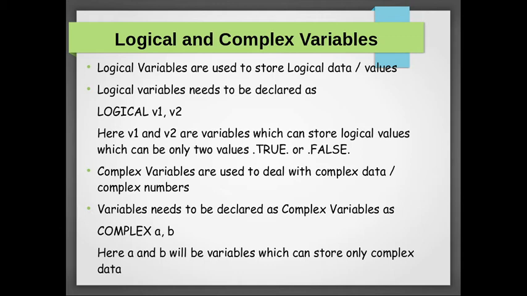To store a complex number, we need complex variables. We need to name memory locations, and these names of the memory locations, that is the variables, need to be declared as complex. That means they can store complex data. So here the declarative statement is COMPLEX A, B. So here A and B will be variables which can store only complex data.